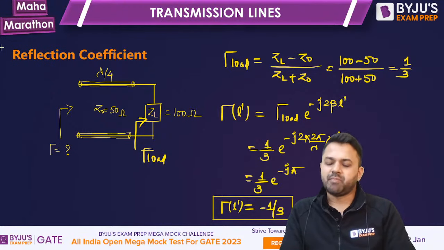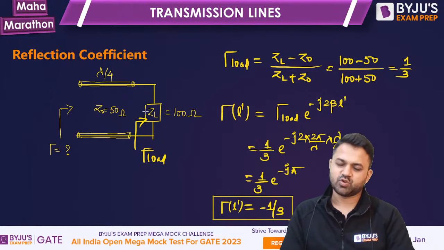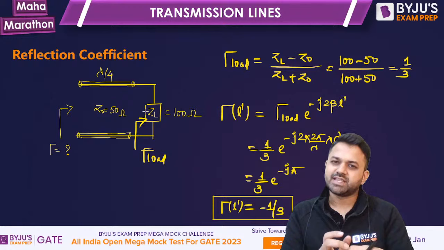Okay, so the answer will be minus 0.33, not the plus 1 by 3. Okay, so Hemant, you should see that where you have to calculate the reflection coefficient, whether you want to calculate at the load end or you want to calculate at any distance.